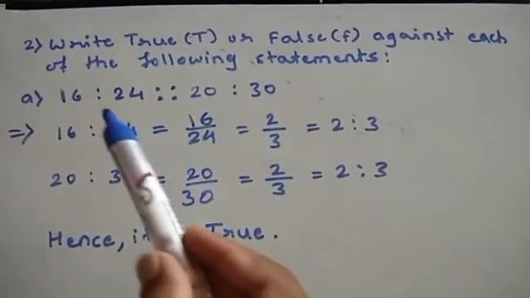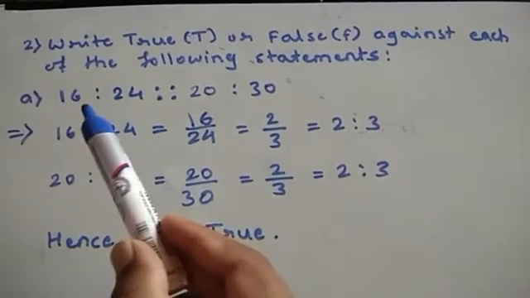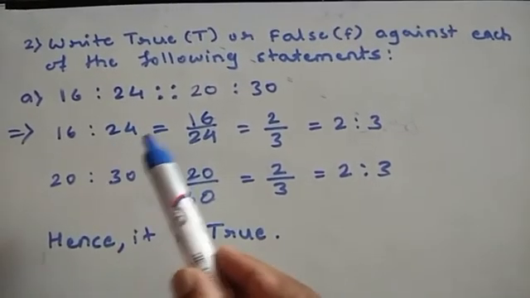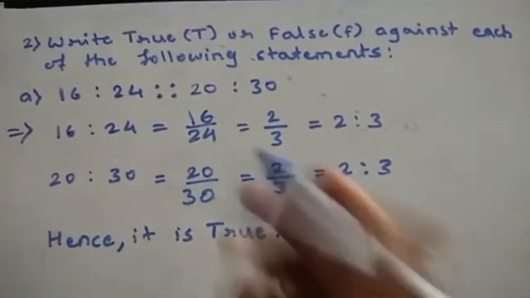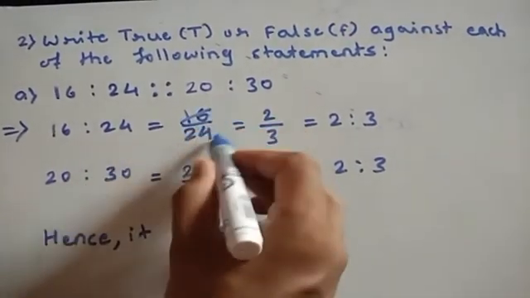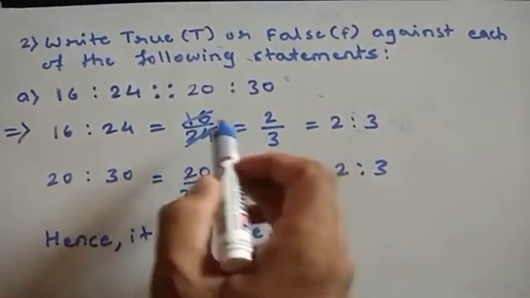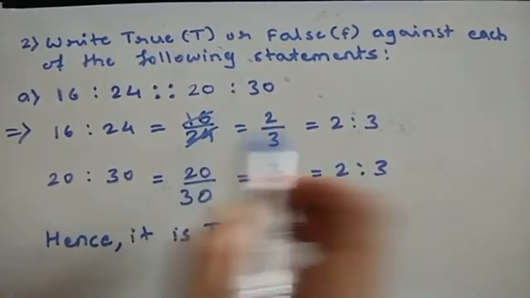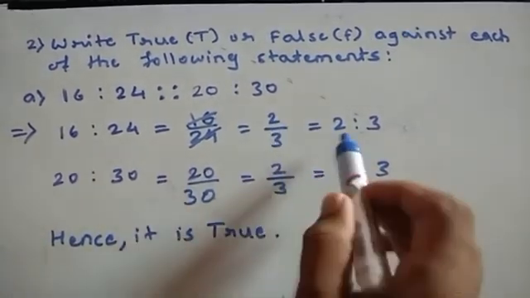Now we take the first two terms, meaning the first ratio, that is 16:24, which can be written as 16/24. Now here, this 16 and 24 are divisible by 8. Therefore 8 2s are 16, 8 3s are 24. Therefore the ratio we got is 2:3.